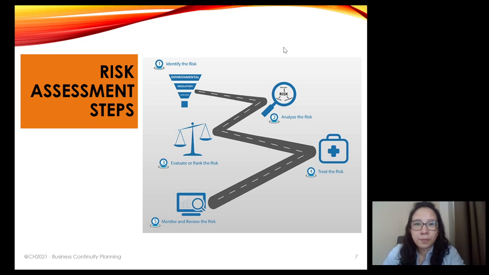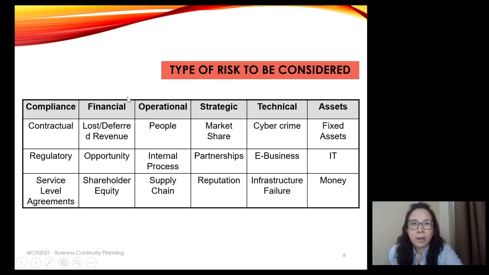Okay, next we're going to do the risk assessment. So we need to identify the risk. It means we need to know what kind of risk might happen, whether it is related to the environment, the physical, and so on. And then we need to analyze, evaluate or rank the risk, and then we need to treat it. We need to make an action for the risk, and then monitoring. Okay, let's start with identifying the risk.